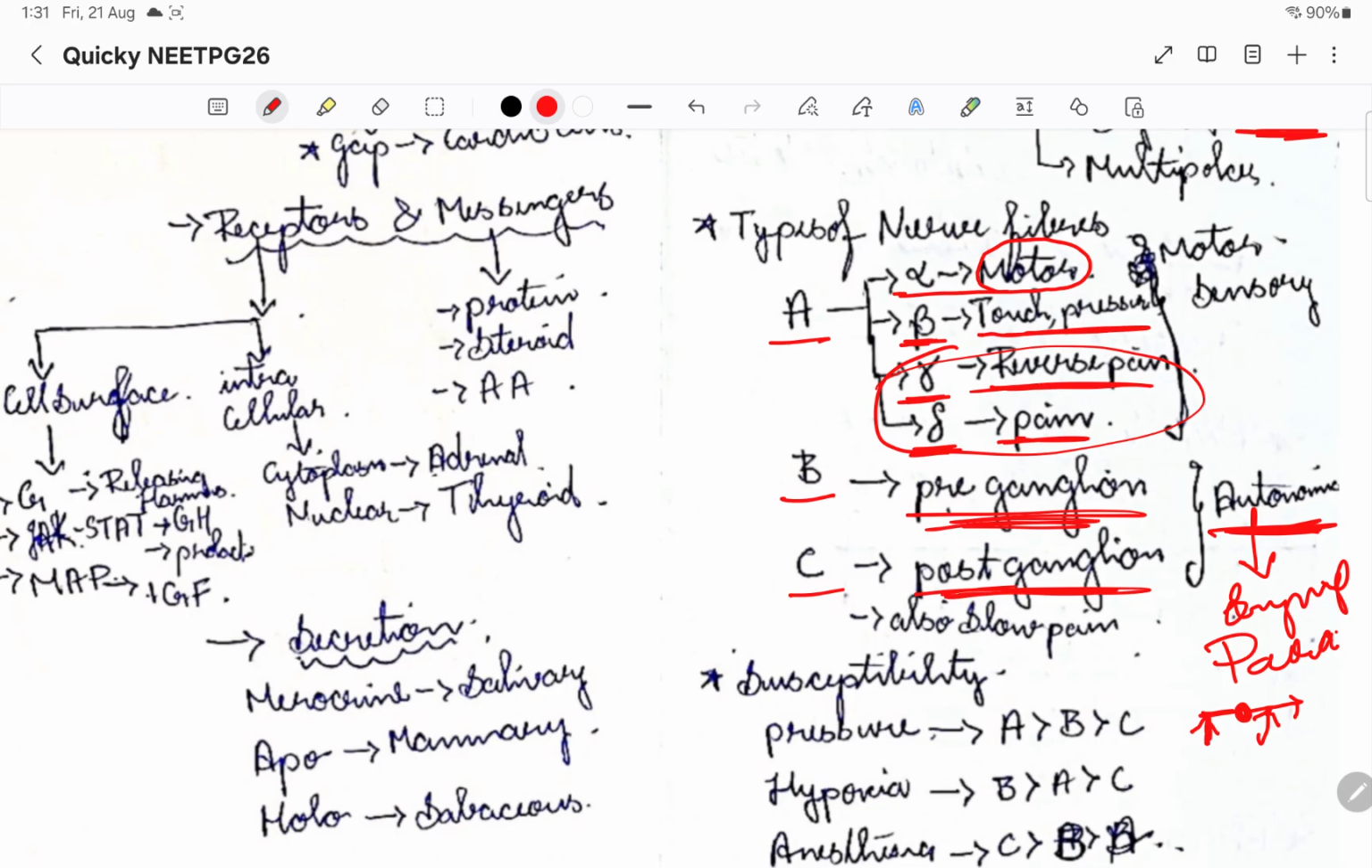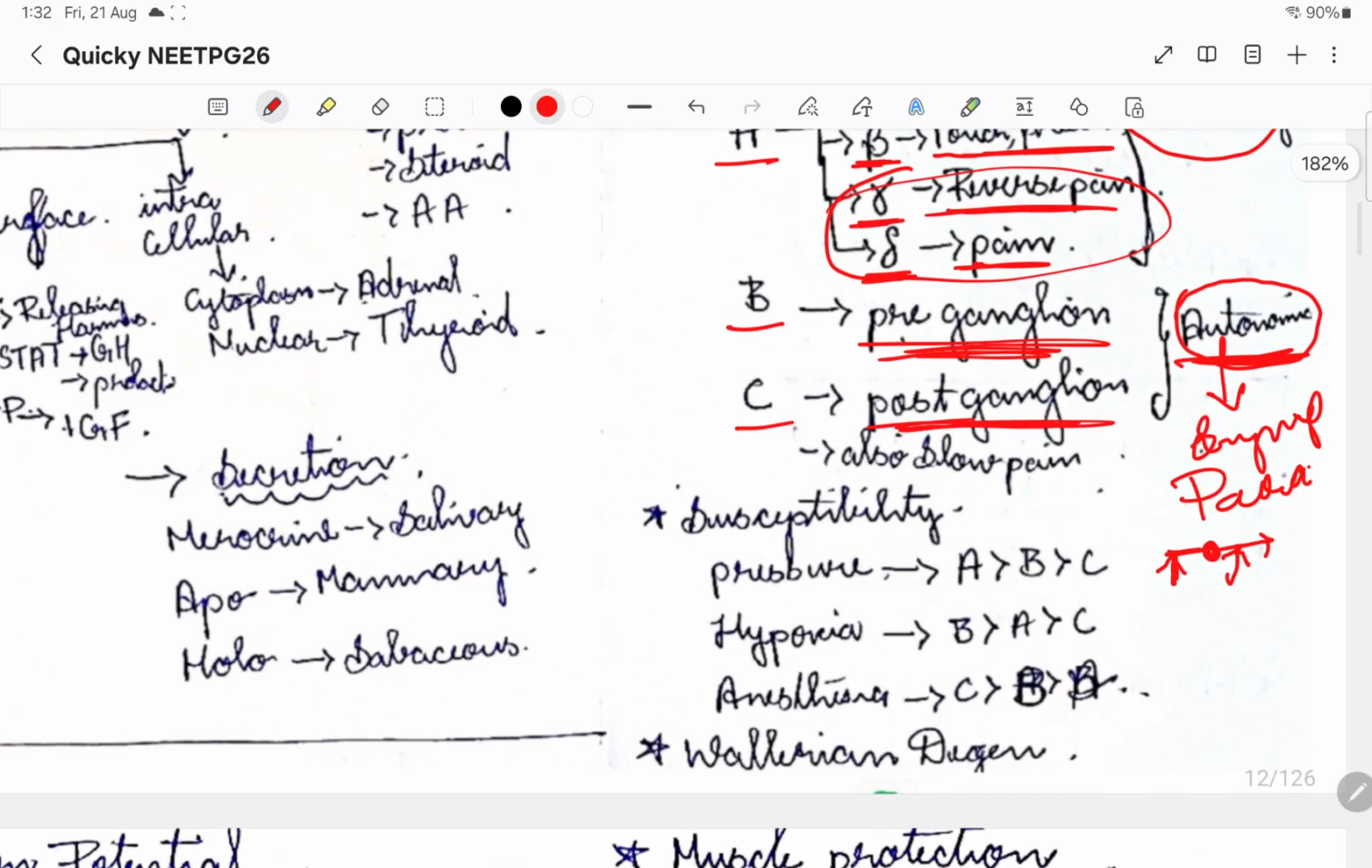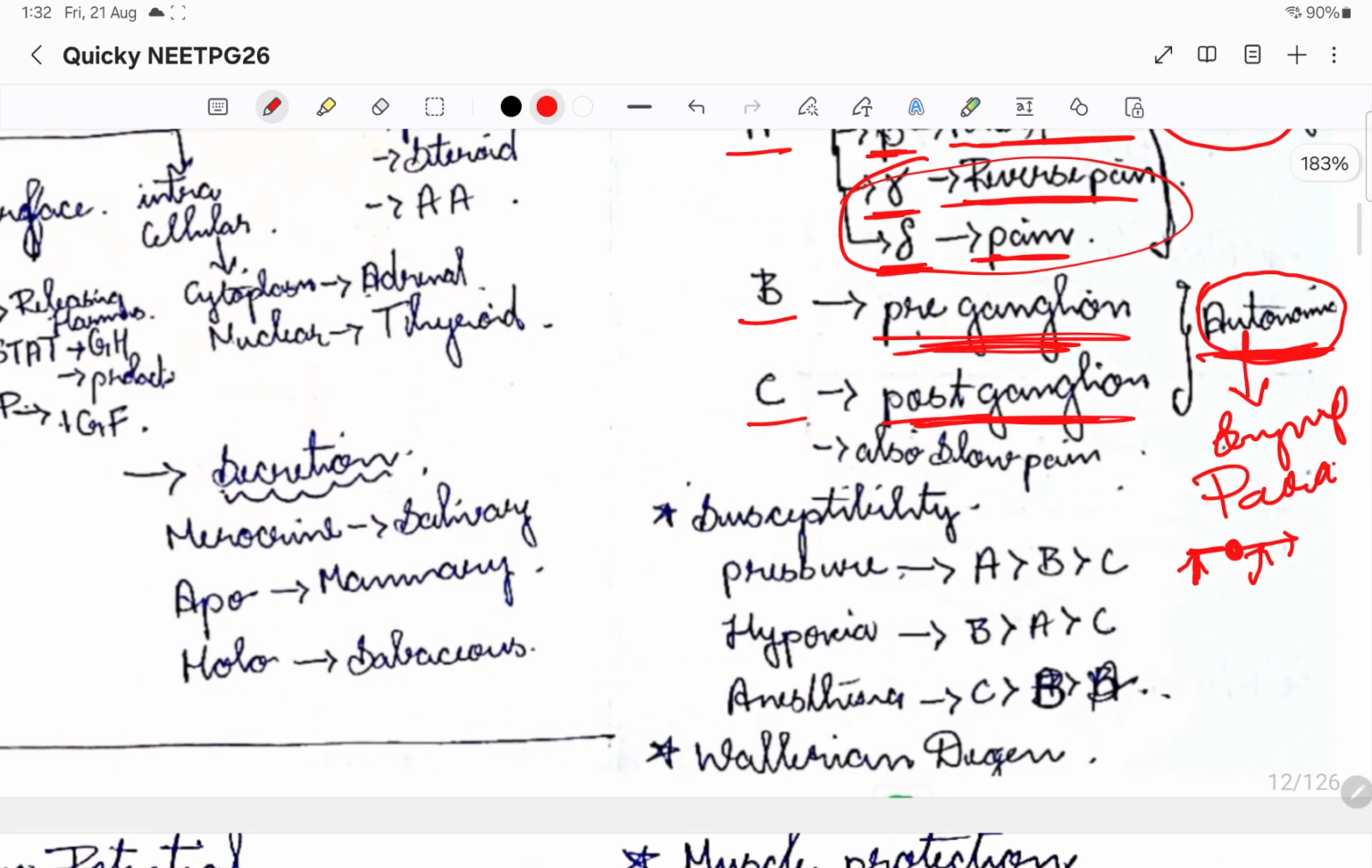Okay, that's it. So remember it in this way. Motor and sensory will be A fibers, whereas autonomic function will be the B and C fibers. Then the main and most important thing, and all the previous year questions are also around this thing only, is the susceptibility of these fibers. Susceptibility to pressure, hypoxia and anesthesia.